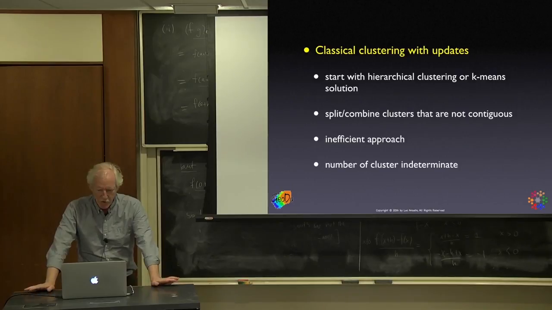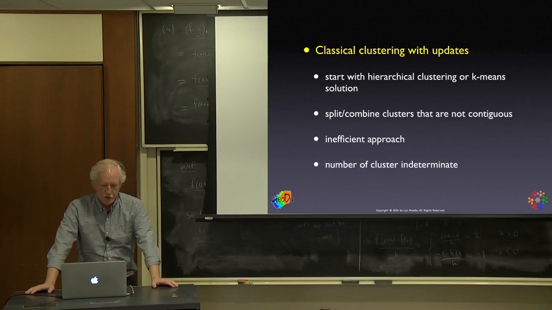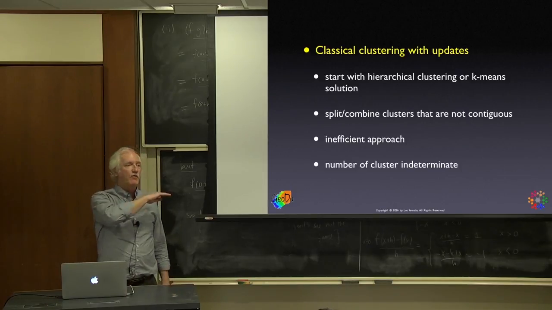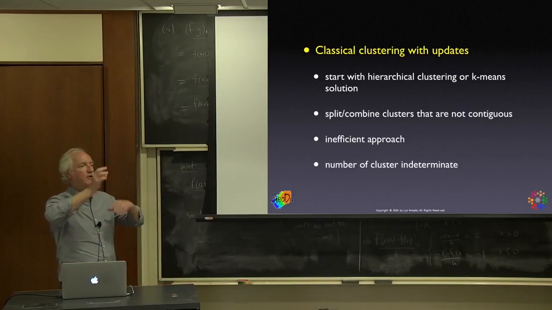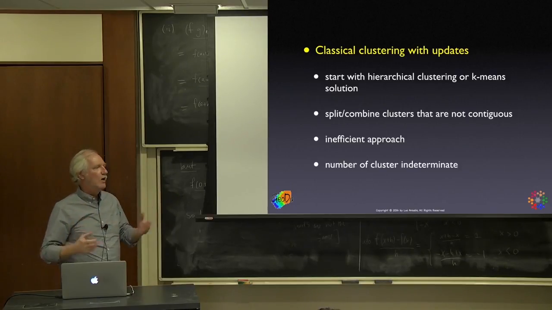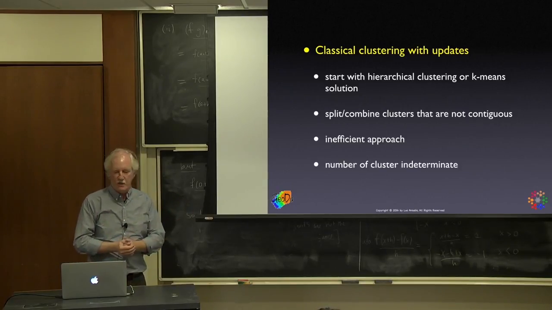That's used, and then, as I mentioned, in operations research as an integer programming or mixed integer programming optimization problem. So the classical approach starts with hierarchical or k-means and then combines or splits clusters that are not contiguous. It's very inefficient, and also you have no idea how many clusters you're going to end up with. So in your classic approach, you might say k equal 4, but then after you're done reshuffling, you may end up with 7 or 8. You don't know. It works, but it's not very efficient. It's not very good.